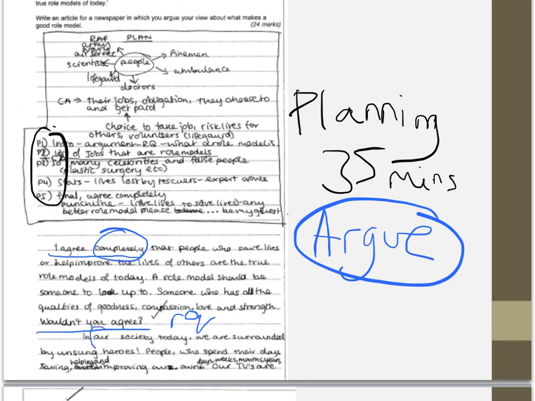In our society, we're surrounded by unsung heroes, people who spend their days saving, helping and improving our own days, weeks, months, years. So I quite like this. You've got some lists of 3 going on and really reinforcing the qualities of these heroes, saving, helping and improving ours.